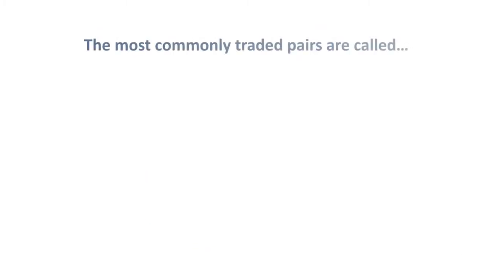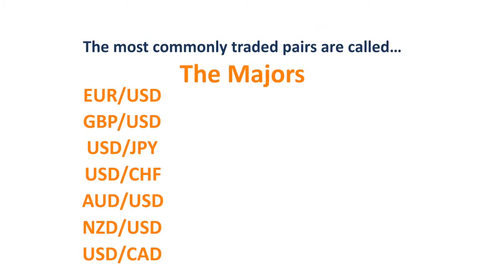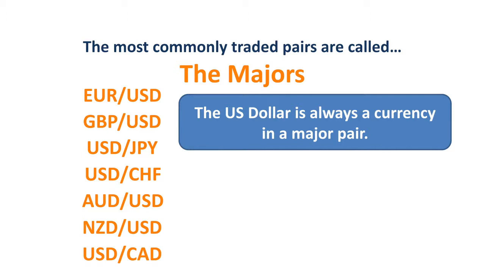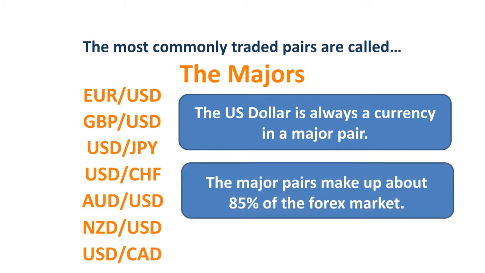So the most commonly traded pairs are called the majors. Remember in the last lesson we learned about the majors? Well, these are the major pairs. And you'll notice something that's common with every single one of these major pairs. And that's that the US dollar is always a currency in one of the major pairs. So if you see a pair that has the US dollar in it, you know that it's one of the majors. And the majors are really popular because they make up about 85% of the Forex market. So there's a lot of liquidity, there's a lot of room to make money using just the majors. So this simplifies the Forex market if you were just to learn the majors.